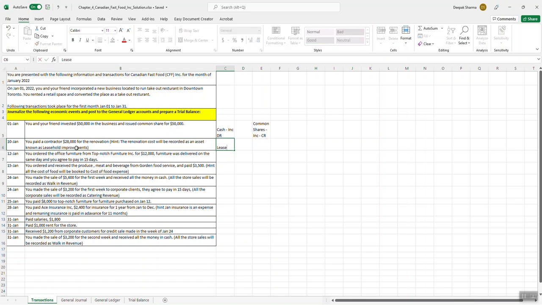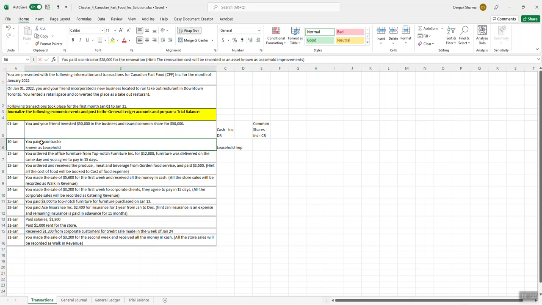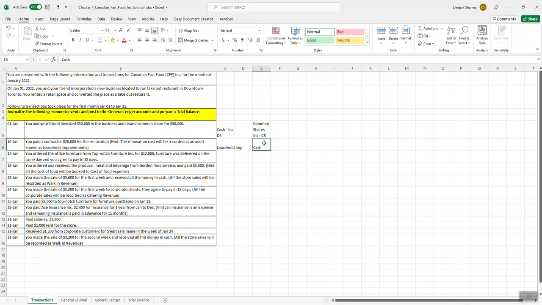Okay. So first we say, the first account we have is leasehold improvement. And what's the second account being affected? You see the word paid. Whenever you see the word paid, it means it's cash. So cash is the second account. Leasehold improvement is an asset. It is increasing. If the asset increases, what do we do? We debit. Cash is also an asset, but in this case we paid, so it decreases. So if the asset decreases, we credit.